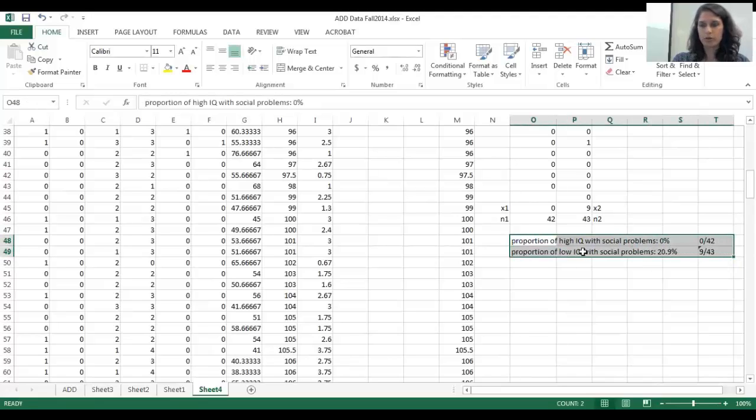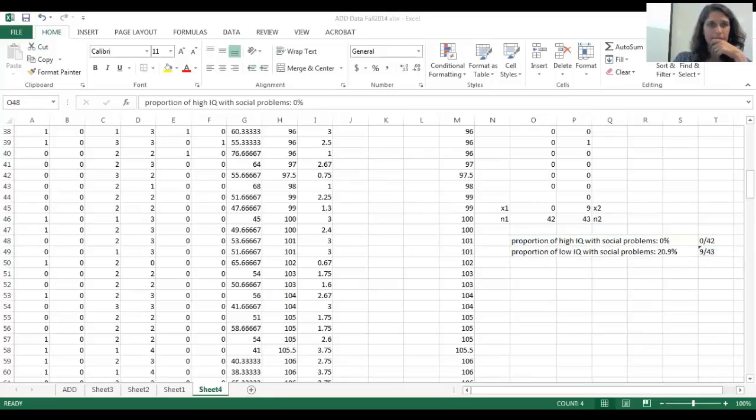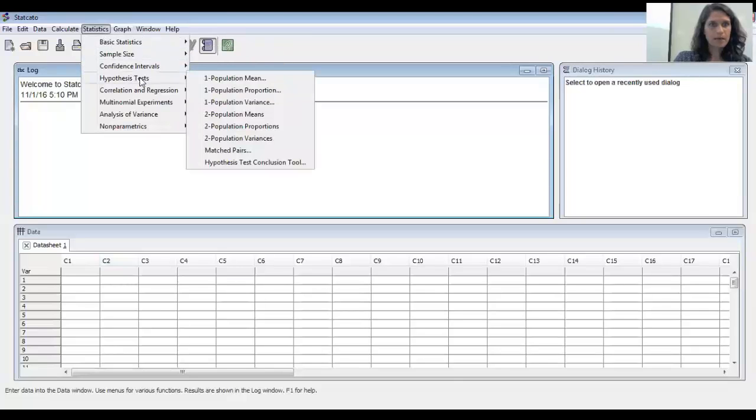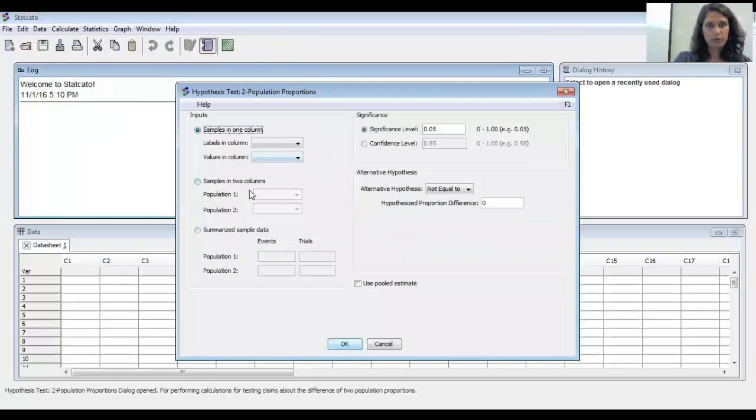Now I can do a test on proportions with the 0 and the 9, 0 out of 42 and 9 out of 43. So if I do that in StatCato, and by the way, you can do this on your calculator as well. Then I'm going to do statistics, hypothesis tests, two population proportions. I could put my two samples in, but I actually have summarized data, and that was 0 out of 42 and 9 out of 43.